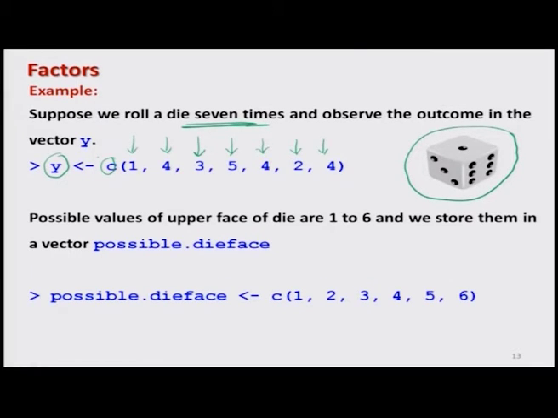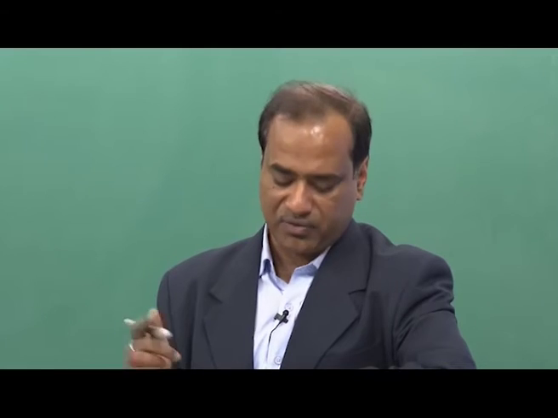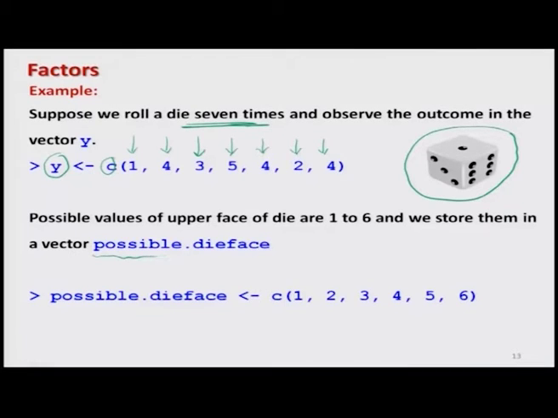Now, there are 6 possible values that can appear on the upper face of the die, and I store all those values 1, 2, 3, 4, 5 and 6 in a different vector, which we call possible.die.phase. I am taking a longer name which has more meaning so that you can understand it and keep it in mind easily. So, this vector possible.die.phase contains 6 values: 1, 2, 3, 4, 5 and 6.